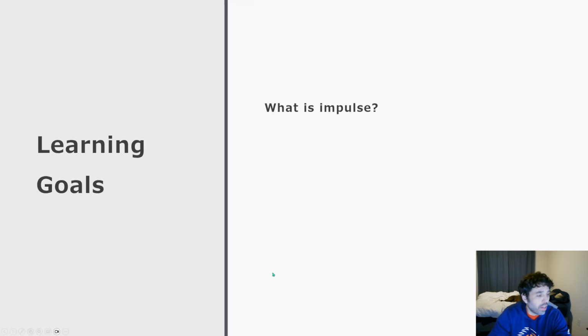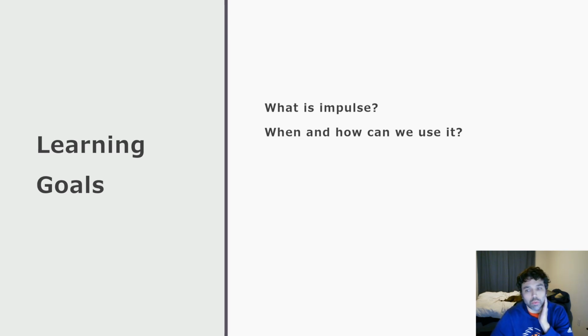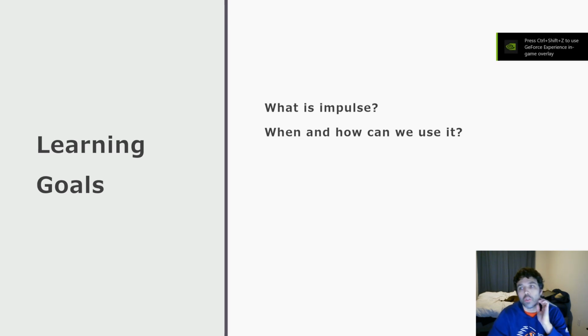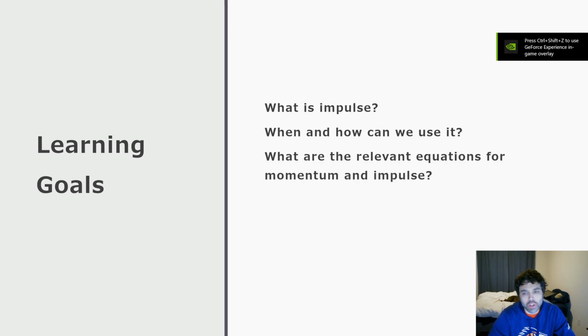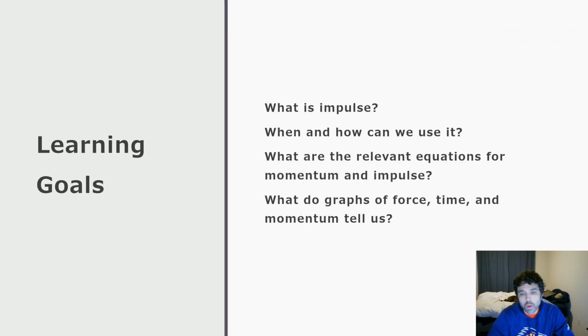Today's goals: we're going to find out what impulse is, what that word means, as well as momentum, and when and how we can use it, the circumstances when we're going to want to use this tool to attack a problem. What are the relevant equations for momentum and impulse? What do the graphs of force, time, and momentum tell us? We'll see some multiple graphs here at the end, and we want to make sure we remember what those graphs tell us about these three relevant things: force, time, momentum, impulse. Not more than just three, I guess.